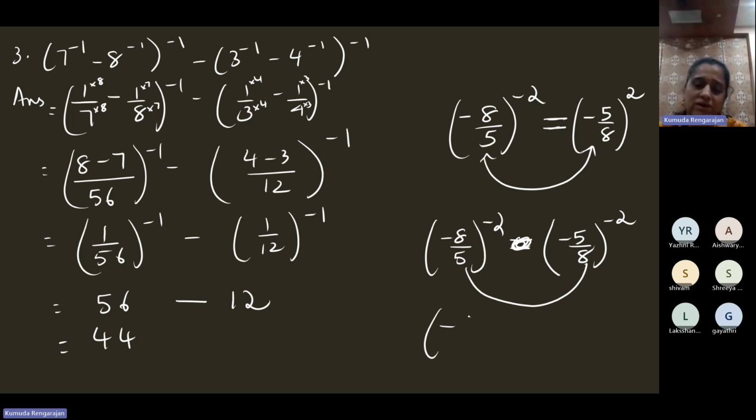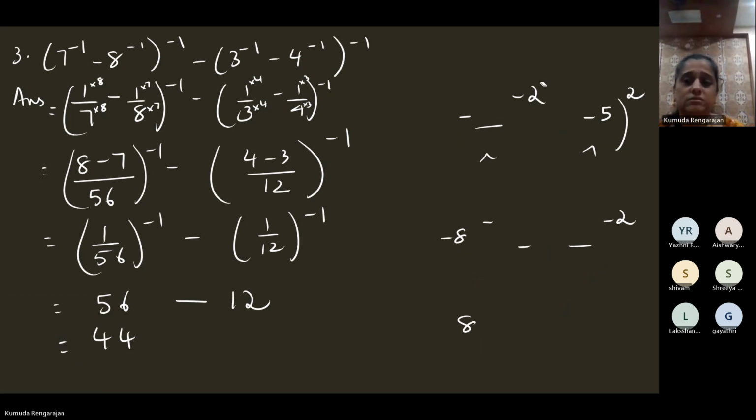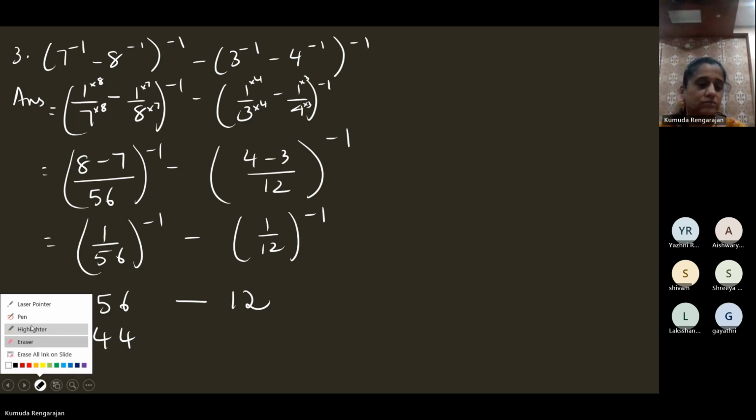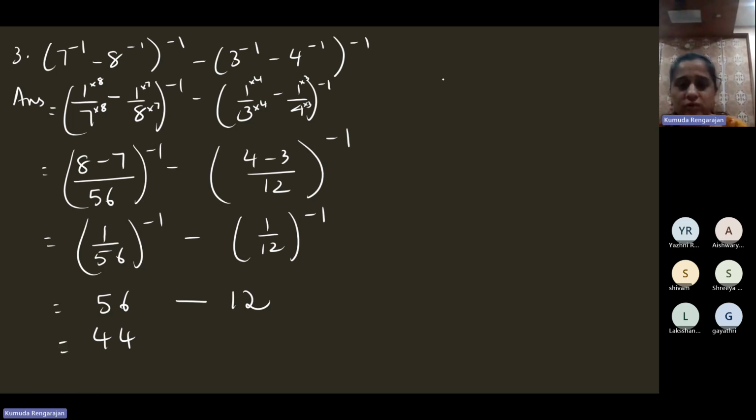Or say you write the base as it is, minus 8 by 5, but you write minus 2 as plus 2. You write the negative of the power. Base you've written as it is, but power, you change the sign. Minus 2 becomes plus 2. So again, these two are reciprocals of one another. They're not equal. So that's the rule we've used here.